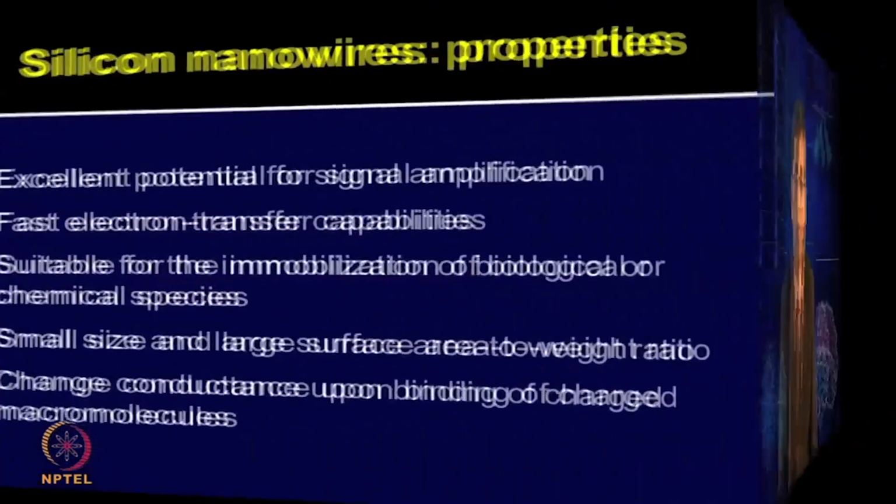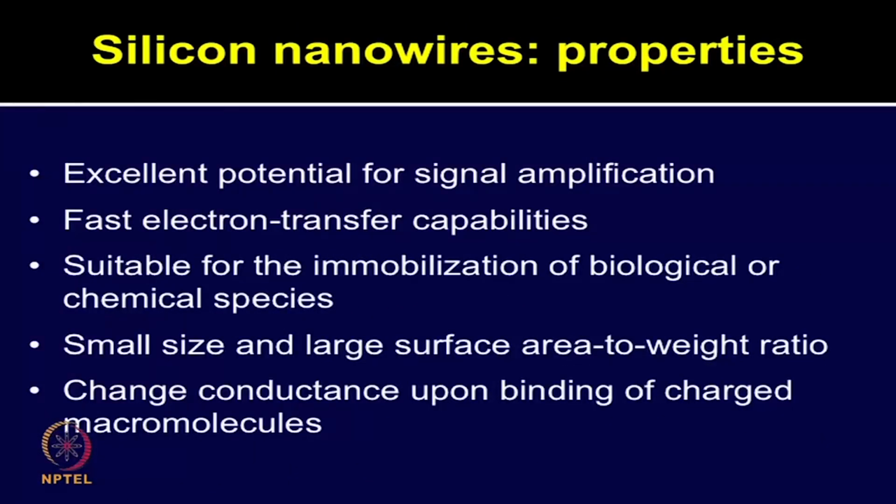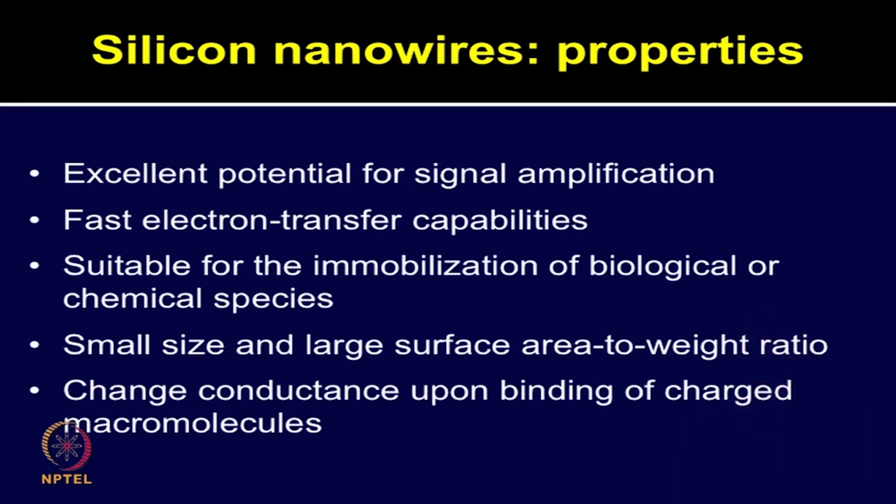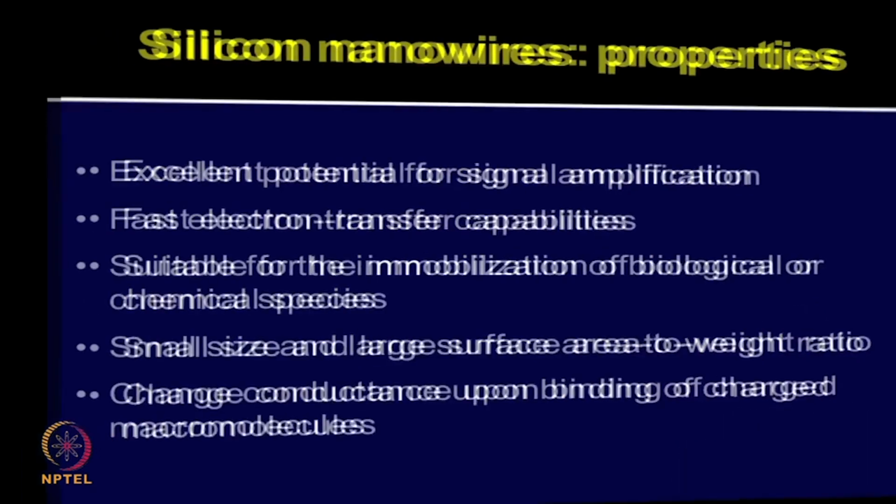Let us now discuss some of the properties of these silicon nanowires. They have very high potential for signal amplification with fast electron transfer capability. Silicon nanowires are suitable for immobilization of various biological or chemical species. They are small in size with large surface area to weight ratio. Again, the changes in conductance are measured here upon binding of charged biomolecules to their interacting partner.